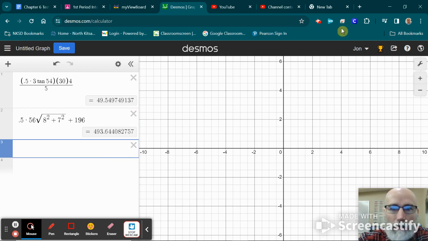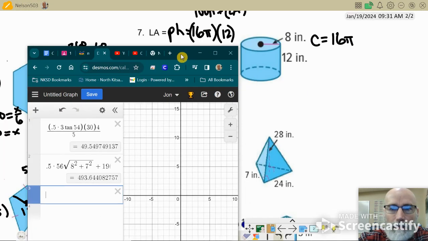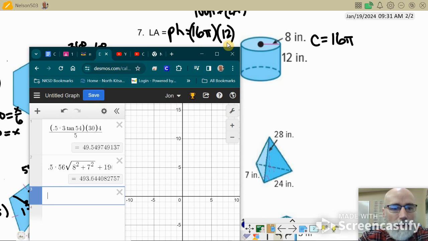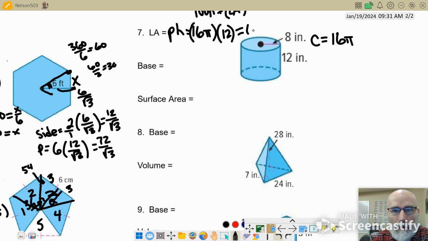So what did I just say? We want 16 pi times 12, right? 16 pi times 12 is 603.2. So I put 603.2 right here, 603.2 with a little dot over the equal sign, meaning approximately equal to.